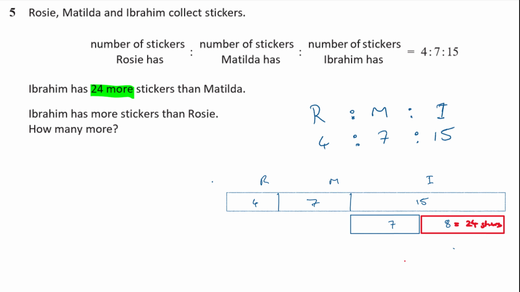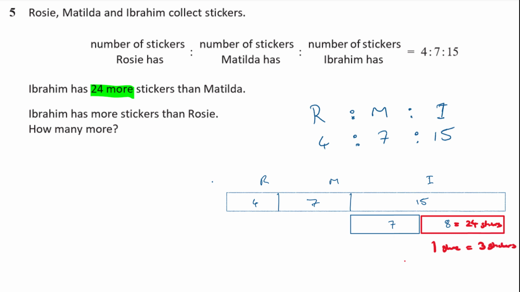Okay, so those 8 shares are worth 24 stickers. So then what is each share worth? Then each share is going to be worth 3 stickers. So 1 share equals 3 stickers. Does that make sense?